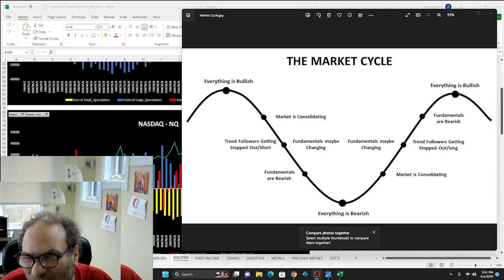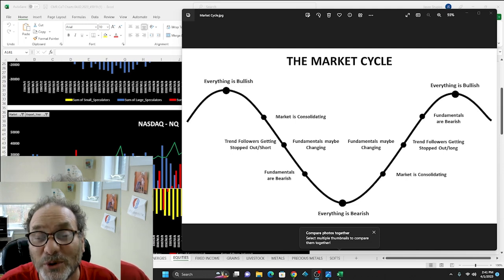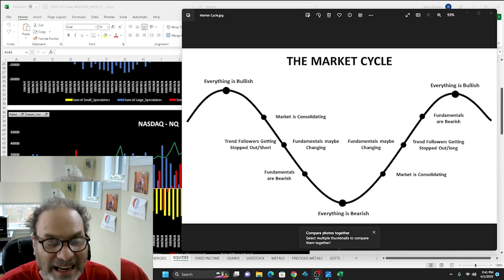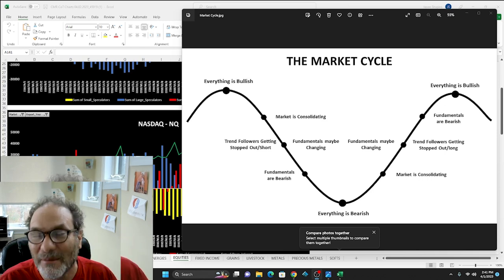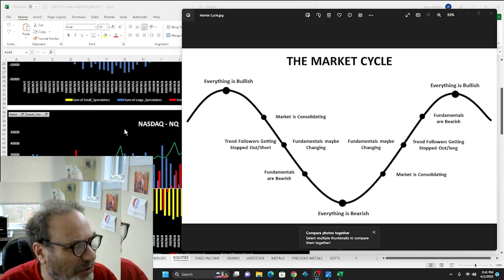We're past the place of this being just a consolidation because we've had a pretty big move from the lows. I cannot say that I hear people saying that the fundamentals are changing, because I still don't hear a single person coming up with a bullish fundamental. So that part has not really happened yet. But certainly, I would argue that trend followers are starting to get out.